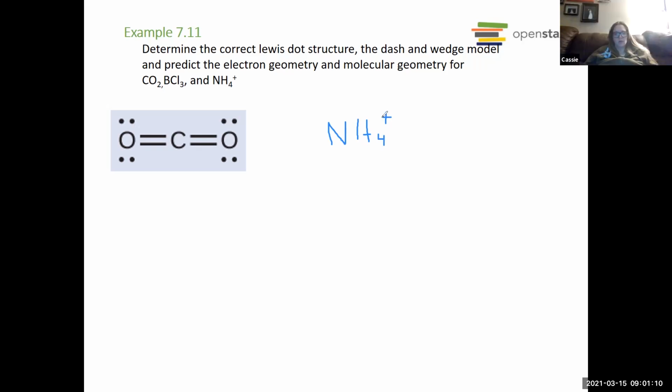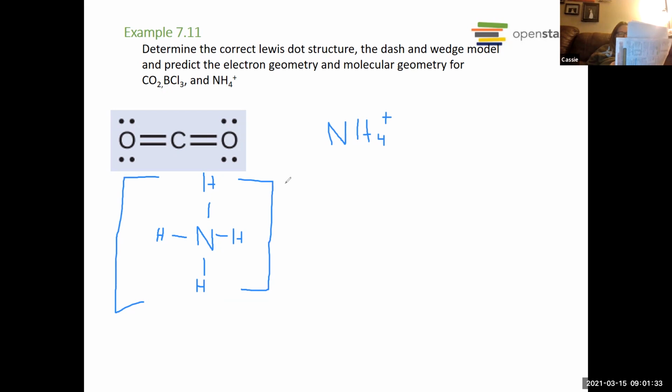Nitrogen's in the center. There's 4 hydrogens. But you lost an electron. Okay. So what would be the wedge dash model?